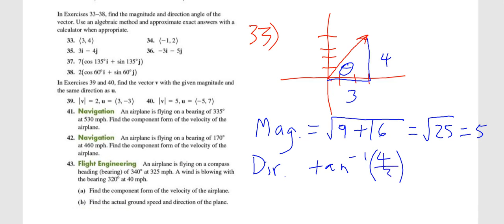Four over 3, right? Opposite over adjacent. Pull out the handy-dandy machine. Inverse tangent, 4 over 3. And we get 53.1 degrees.